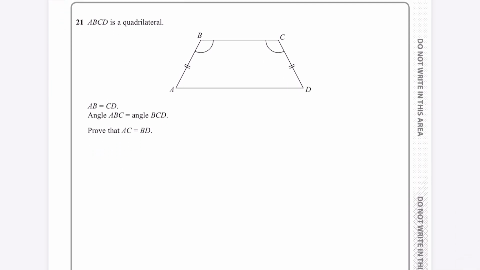ABCD is a quadrilateral, AB is equal to CD, angle ABC is equal to angle BCD, prove that AC is equal to BD. So one of the things you want to spot with this question is the fact that AC, BD, so AC can be drawn like this, right? And it's actually a full triangle like that. And that's a triangle. And then if I did B to D, that is also a triangle there.